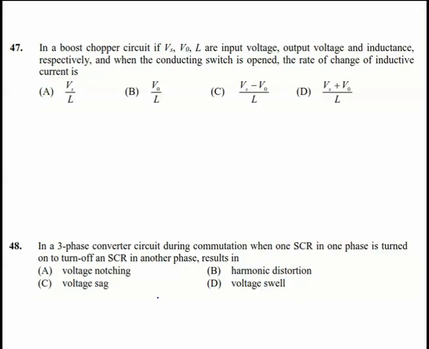And the next one from power electronics: in a boost converter circuit, if Vs, V0, L are the input voltage, output voltage and inductance respectively, when the conducting switch is open circuited, the rate of change of inductive current is (Vs minus V0) by L. And this is the option here.